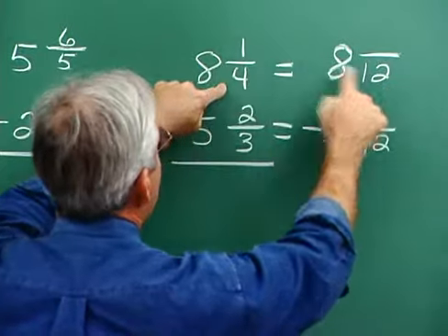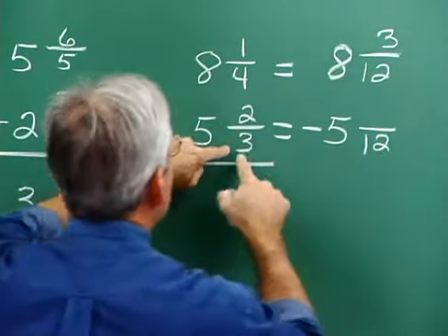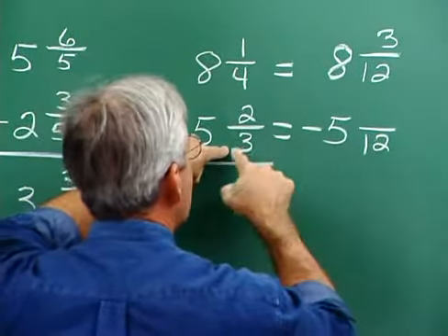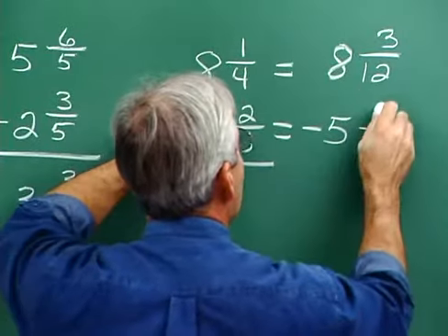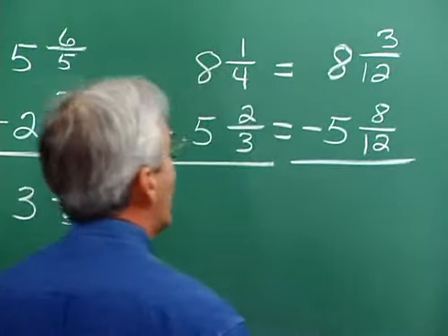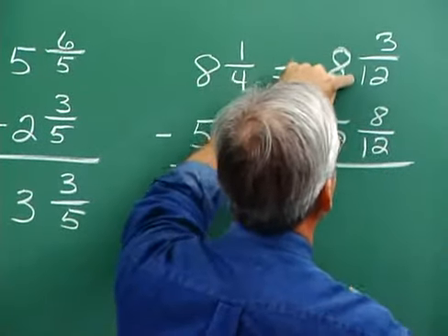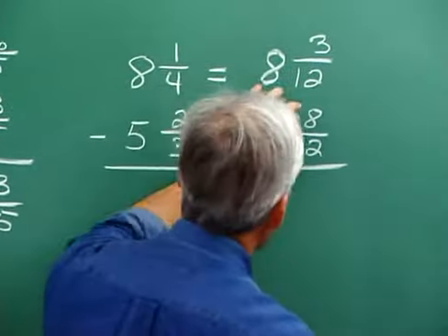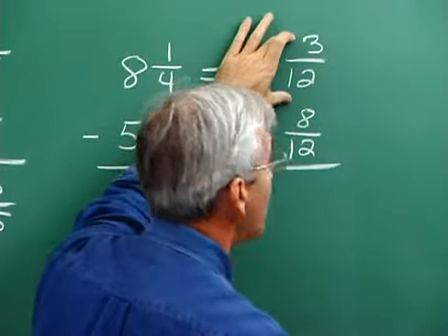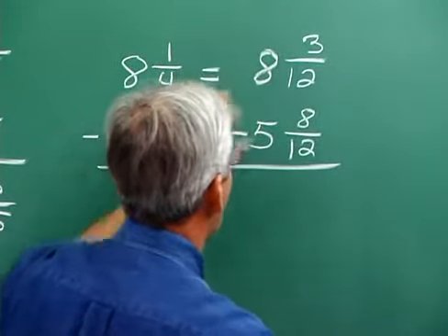4 into 12, 3. 3 times 1, 3. And downstairs, 3 into 12, 4. 4 times 2, 8. And now we're ready to subtract. Now we're ready to take 8/12 from 3/12. Uh-oh, we can't take 8/12 from 3/12. We don't have enough 12ths over here, so we're going to have to borrow from the 8.